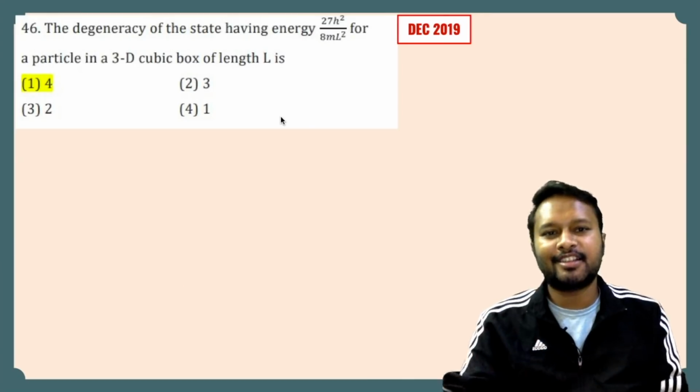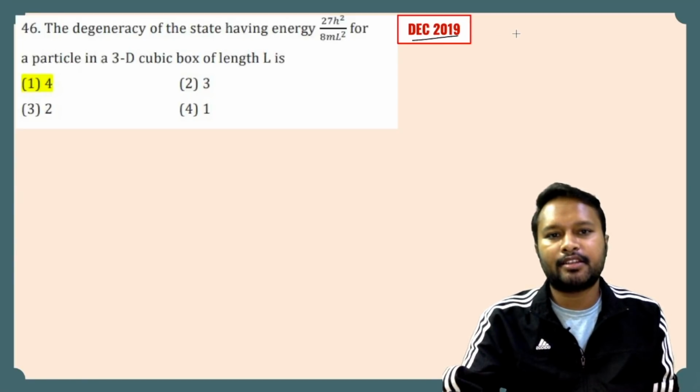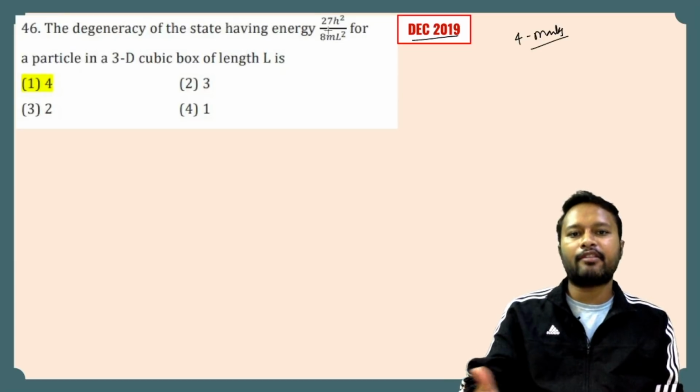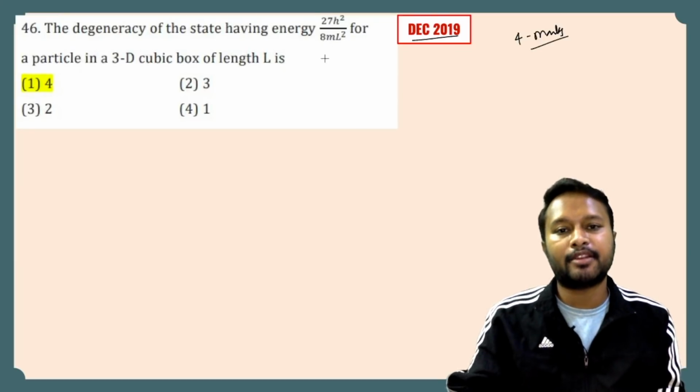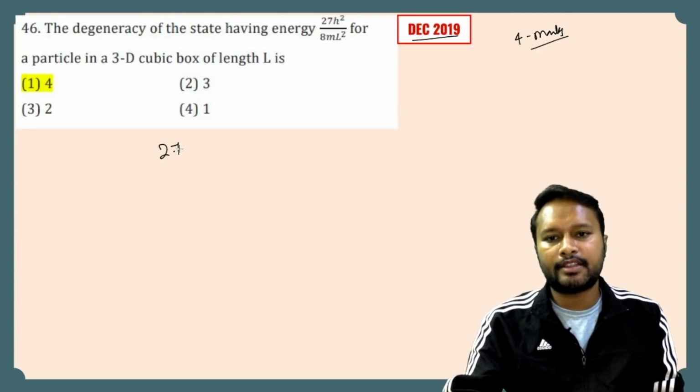Okay guys, let's see this particular question which was asked in CSIR December 2019, and this question was a 4-marker question again. It says the degeneracy of the state having energy 27h square upon 8ml square. They are asking the degeneracy, so let's try to do it. So you have got 27h square upon 8ml square.